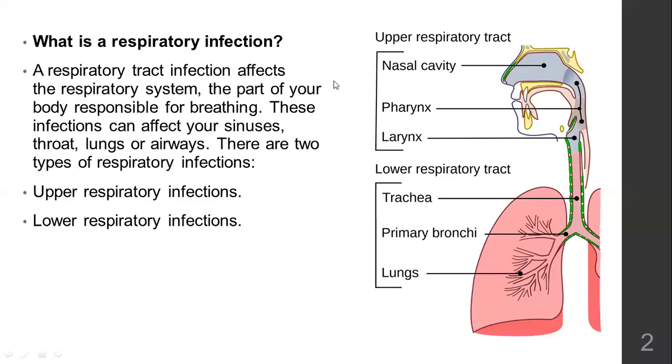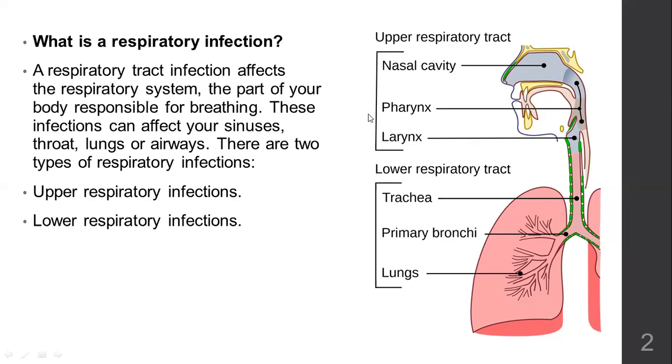So what is respiratory infection? It affects your respiratory system, and the respiratory system is the part of your body that is responsible for your breathing. These infections can affect your sinuses, throat, lungs, airways. And majorly there are two types of respiratory infection: upper respiratory infection and lower respiratory infection.